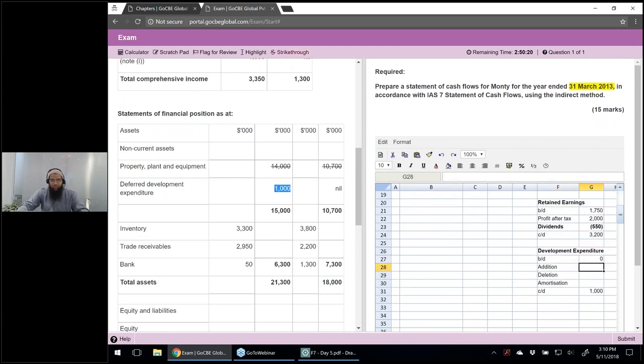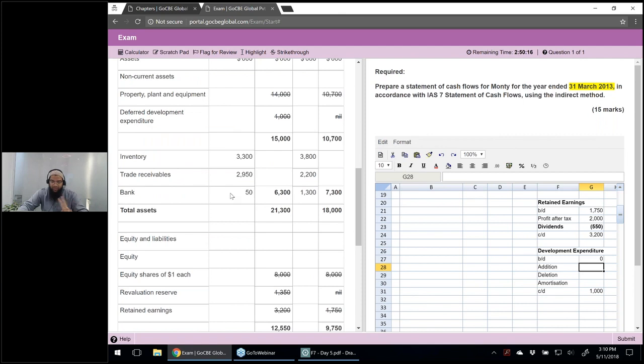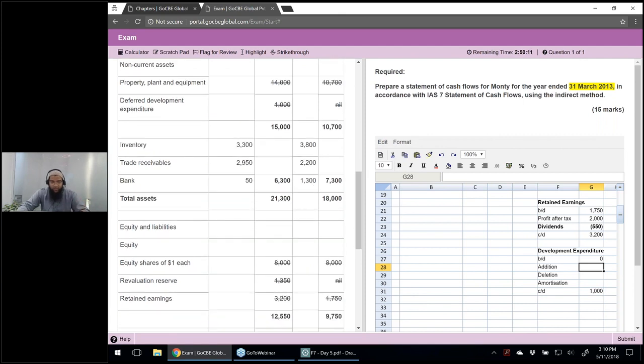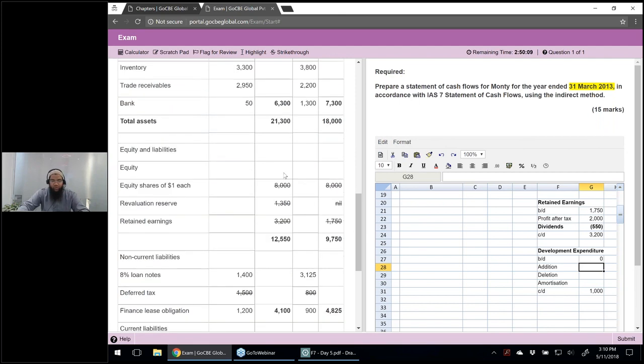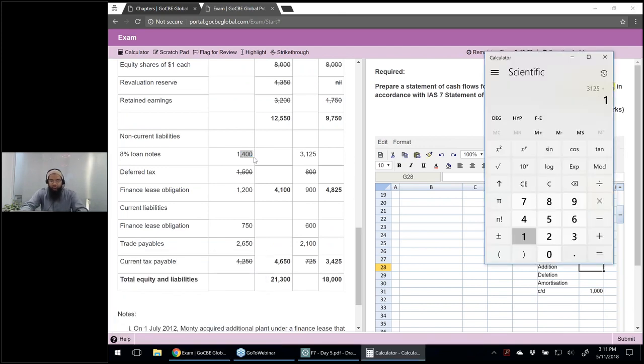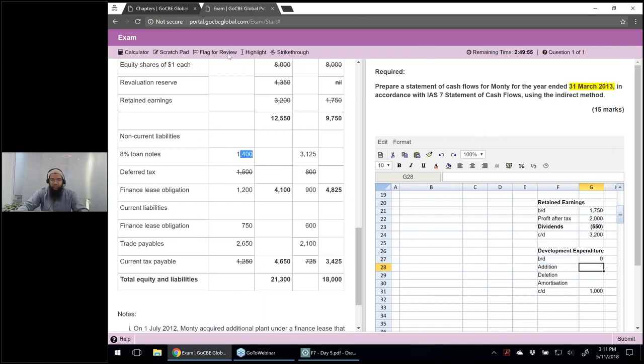So now we know the movement so far of everything. PP, deferred expenditure, inventory taken to working capital, receivable taken to working capital, bank taken to cash and cash equivalents. Equity all done. Now we have 8% loan notes, which were previously 3125 and now they are 1400. So by what amount have they decreased? 3125 minus 1400 is going to be 1725. So this means that we have repaid the loan of 1725, which will be taken to financing activities.